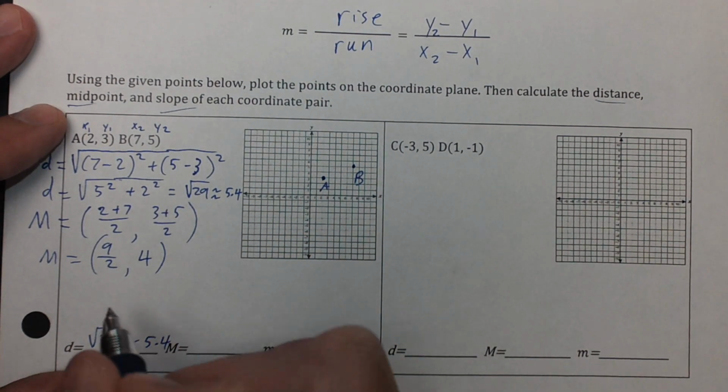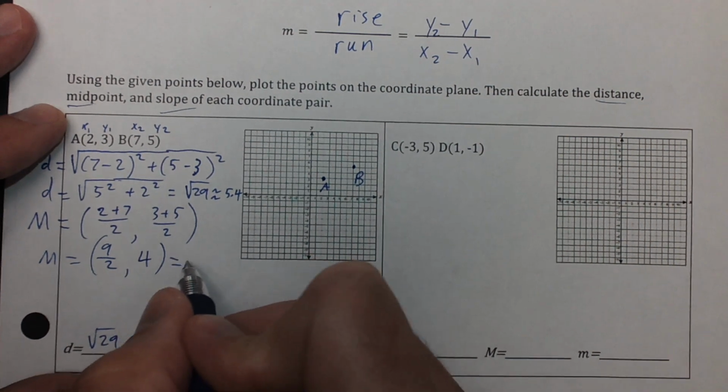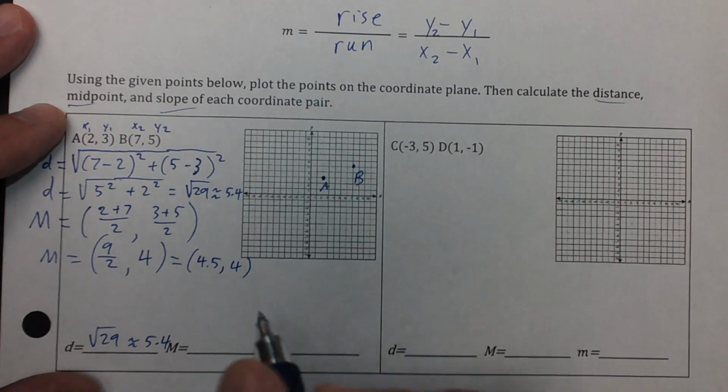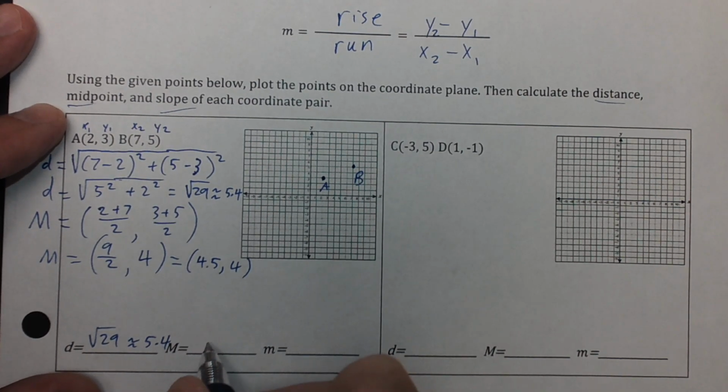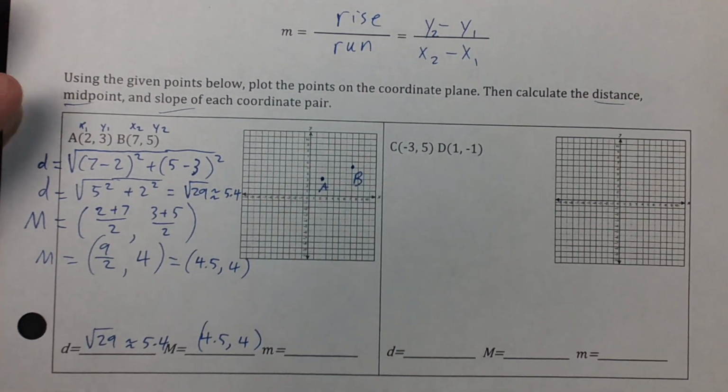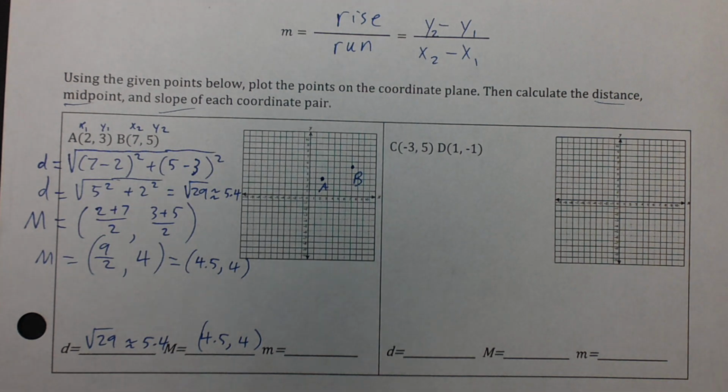So you could call it 9 halves, or you could call it also 4.5, comma 4. Whichever way you want to write it. It's really up to you. I'm just going to pick the second way. So that's how that would be. It would be 4.5, comma 4. That's exactly where the midpoint would lie.